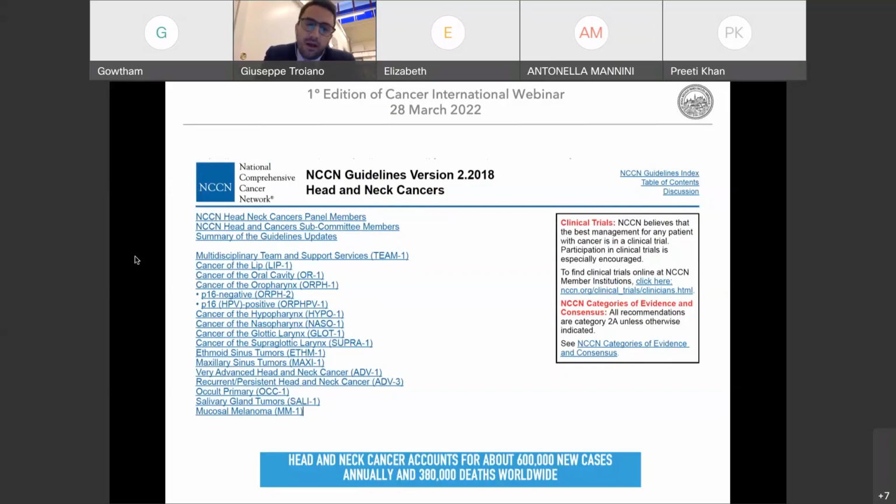Among these, we have cancer of the lip, for example, and cancer of the oral cavity, which is the cancer I'm focusing on in this presentation. And you can see that a molecular subclassification up to date is present just for oropharynx cancer, where we have P16 negative oropharyngeal squamous cell carcinoma, and P16 positive, which is characterized by infection with HPV, the human papillomavirus.